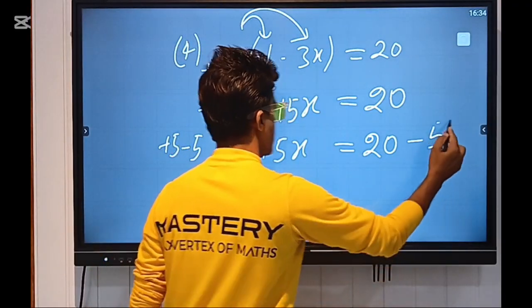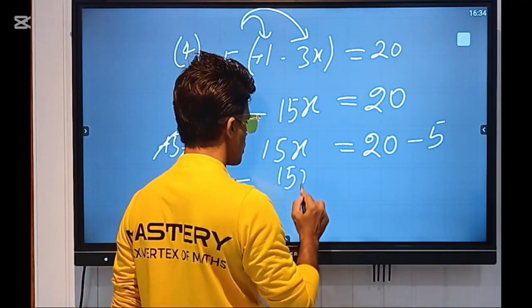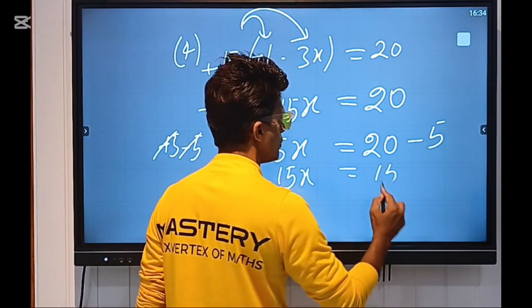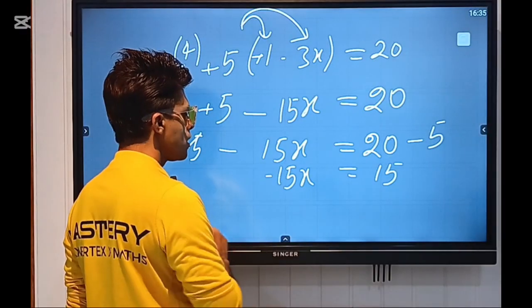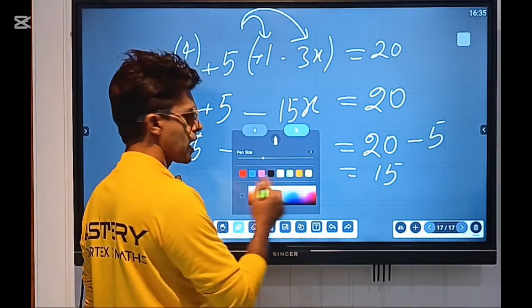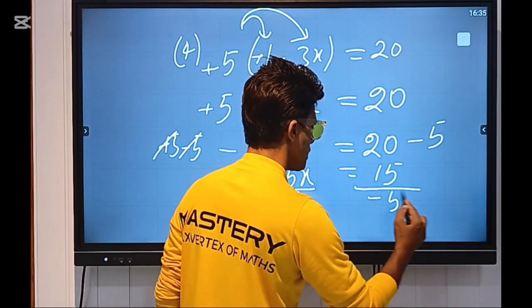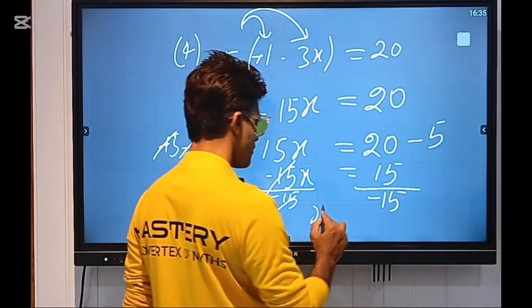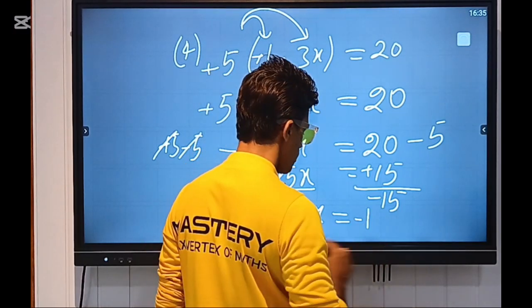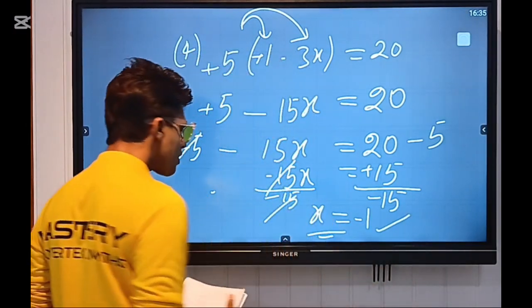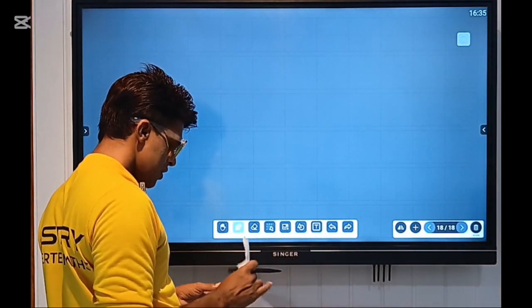Right now, plus 5 and minus 5 can be cancelled out. Minus 15x equals 15. Right now, we could divide both sides by minus 15. So minus 15, minus 15. Then here 15 and 15 can be cancelled out. Here plus, here minus, so minus. 15 upon 1 is 15. 15 upon 15 is 1. So minus 1 is the answer.